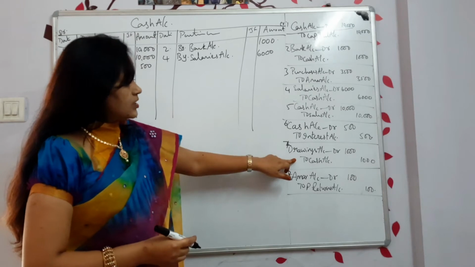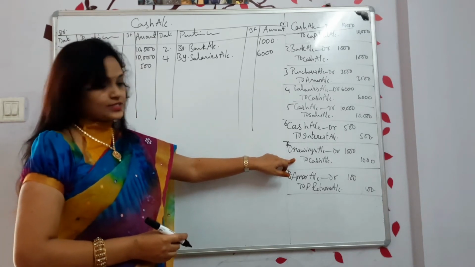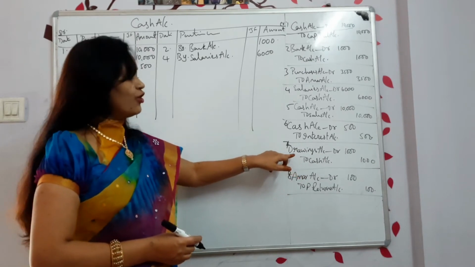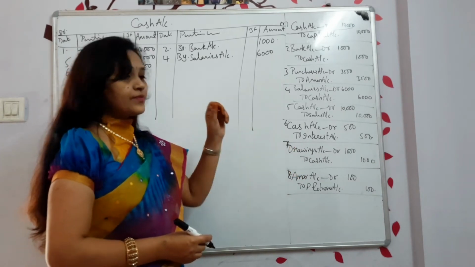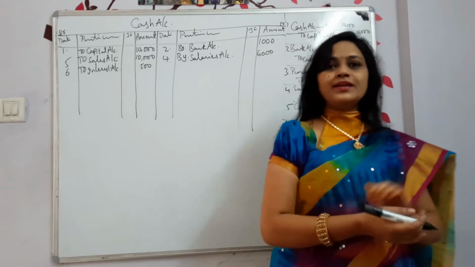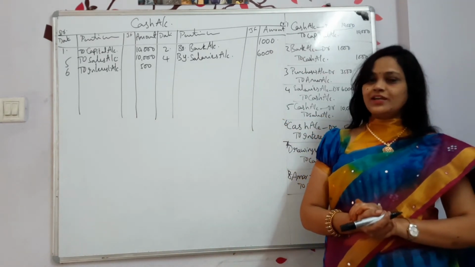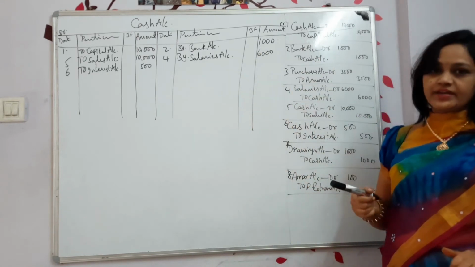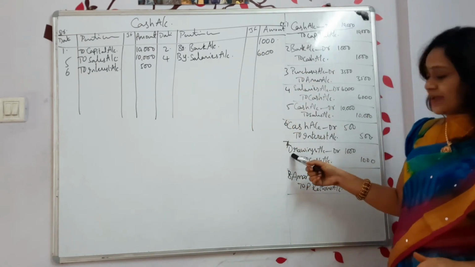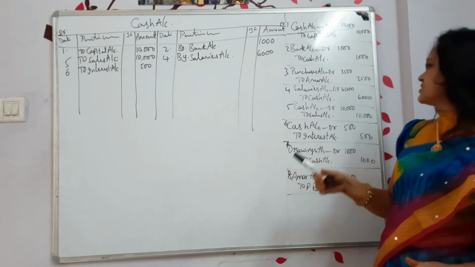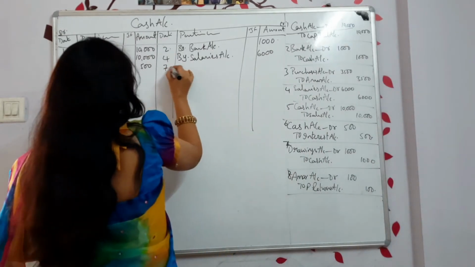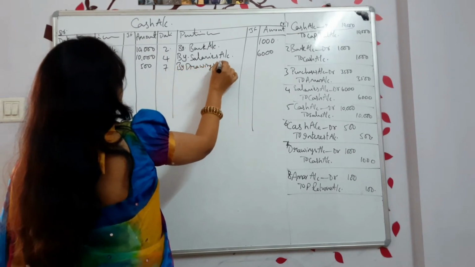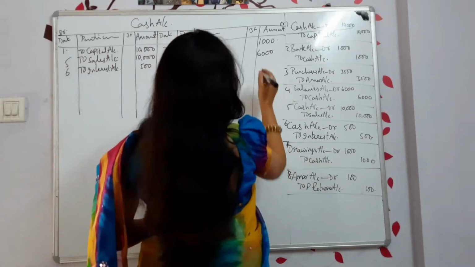Next, drawings. Drawings account debit to cash account. So now here, where is cash, debit side or credit side? Tell me, debit side or credit side? This is credit side. So now again I am going to write on the credit side. What will I write? By drawings. When? On the 7th. So write down 7, by drawings. What is the amount? 1,000.